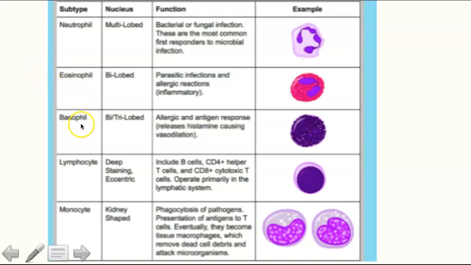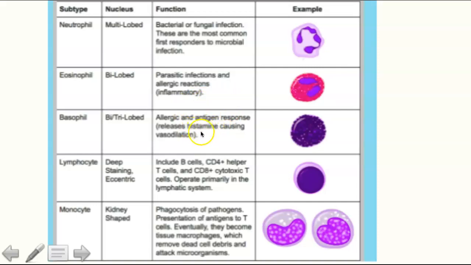Eosinophils and basophils both come in response to some sort of reaction. So typically an allergic reaction or some sort of antigen response. We're going to talk about antigens in a little bit. The job of eosinophils and basophils is basically to initiate an immune response or an inflammatory response.